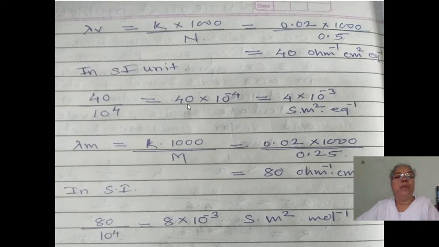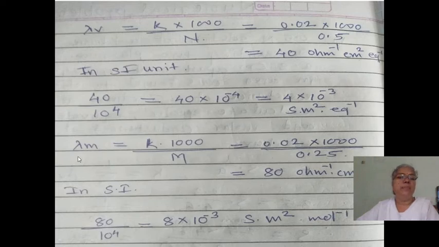Therefore, here 40 into 10 raised to minus 4. Here it is in the denominator, so in the numerator it is with negative sign. Therefore, we have it equal to 4 into 10 raised to minus 3, and the SI unit of equivalent conductance is Siemens meter square into equivalent inverse. This is the value of lambda phi, that means equivalent conductance at feed dilution.